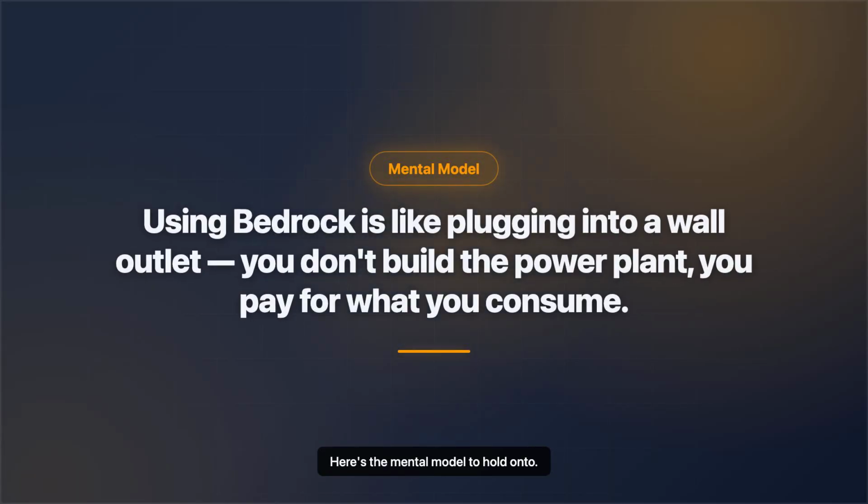Here's the mental model to hold on to. Using Bedrock is like plugging an appliance into a wall outlet. You don't build a power plant, you don't run the wiring, and you don't babysit a generator. You plug in, and you pay for the kilowatt hours you actually use. The power company handles everything upstream. That's exactly the relationship you have with a foundation model on Bedrock.